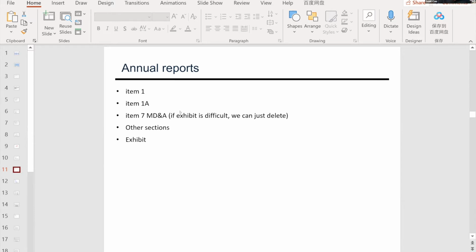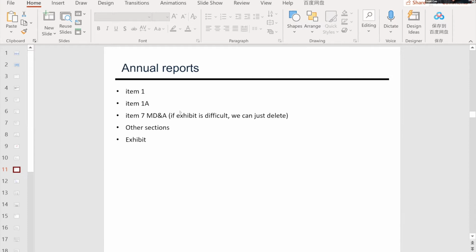So for 10K, I'm going to give you several important sections: item 1, item 1A, item 7, and other sections and exhibits. I want to first tell you why I separate out 1A and item 7. The reason is because these are some very useful textual sections from the annual report.